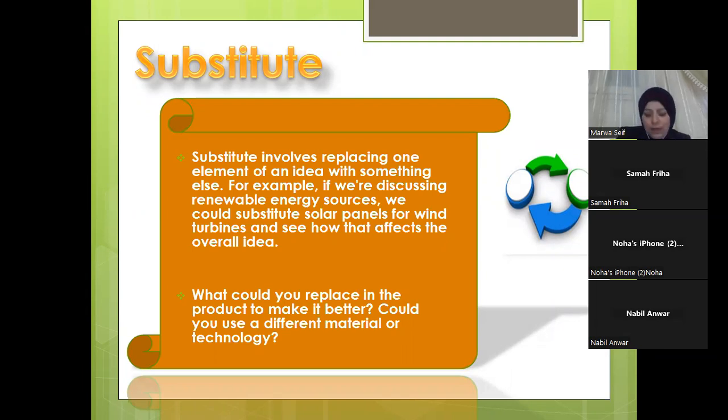It's like the pencil. If you have a pencil, and I ask you to work in groups to think of ideas to make it better, and you work on the substitute part, can you just tell me in the chat box an idea where you replace part of the pencil with something else to make the product, which is the pencil, better? Let me check the chat box.